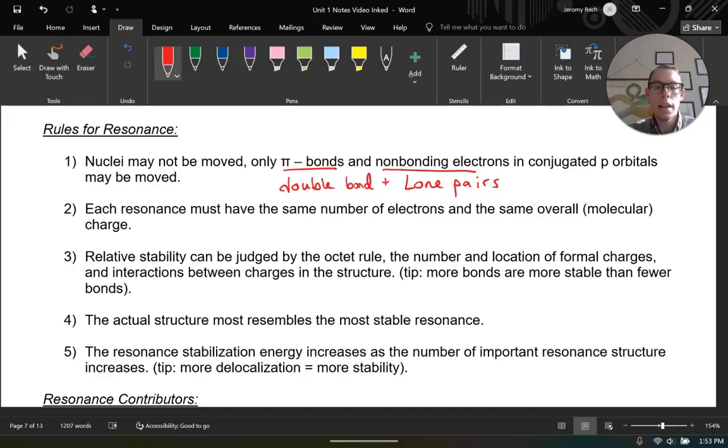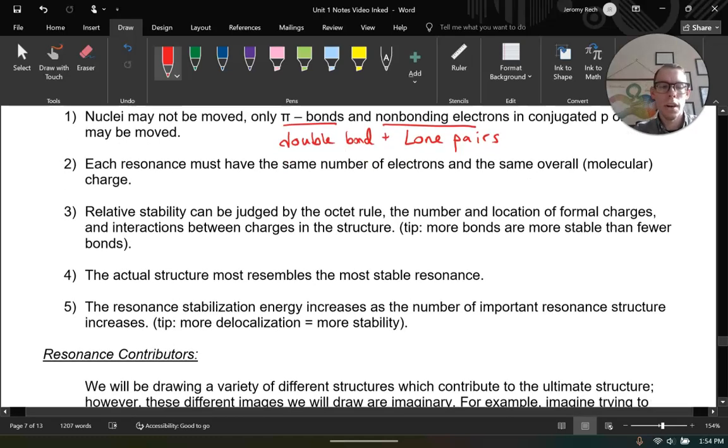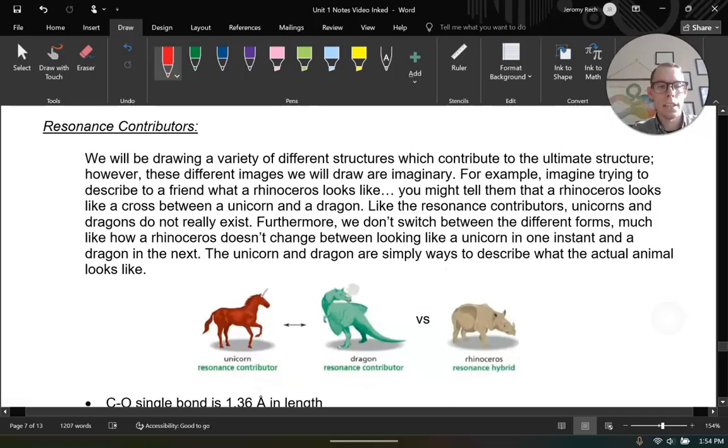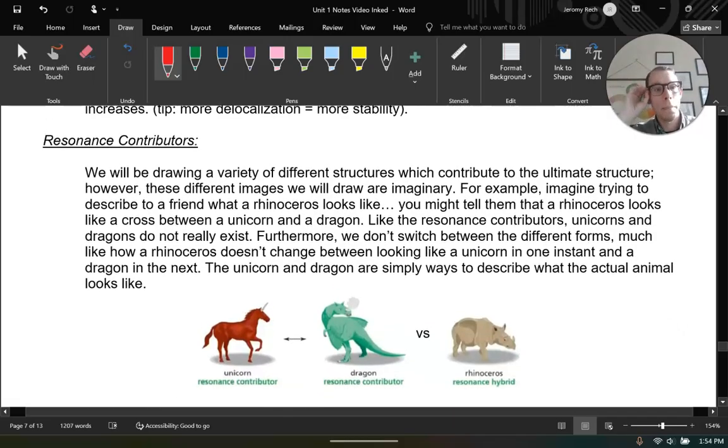Now, in general, the more resonance structures you have, the more you can delocalize or spread that electron out, which will help increase your stability. Before we even start drawing a bunch of structures, I do have an analogy I really like. I stole this from a textbook about resonance contributors. We're going to be drawing a bunch of these different structures that have the same connectivity. The only thing that's different is where those electrons are.